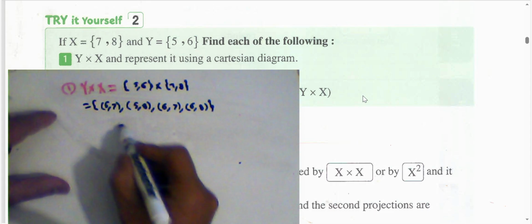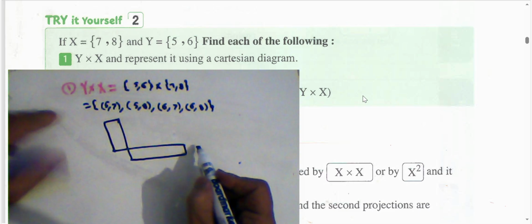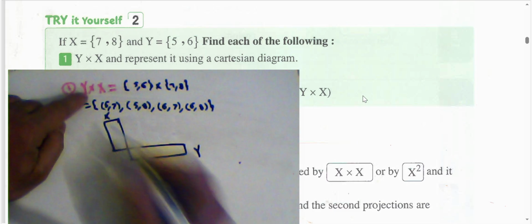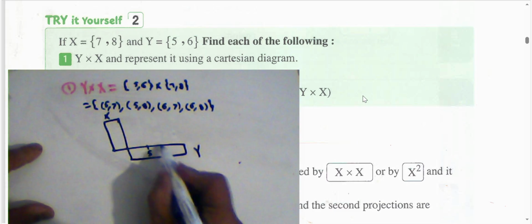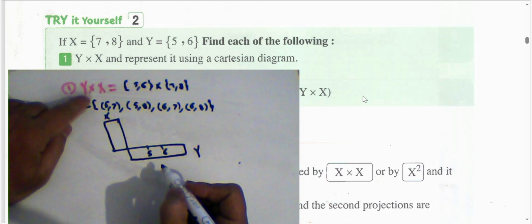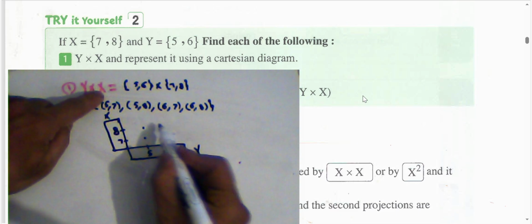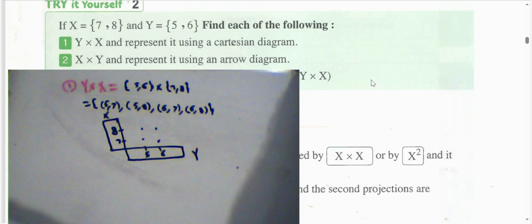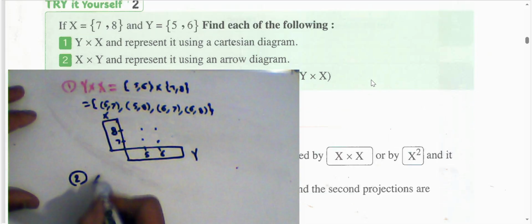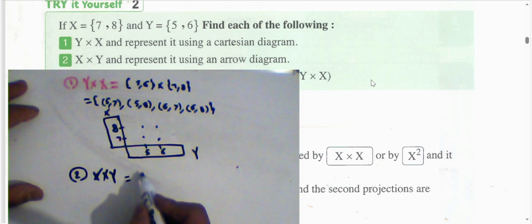Then we can draw the Cartesian diagram like this. It's the Cartesian diagram: the first set down, Y here down and X up, first down and second up. Okay, the first 5 and 6, and Y 5 and 6 and X equals 7 and 8, and write the points vertical here. It's the Cartesian product. This is number 1. Number 2, you want X Cartesian product by Y. X Cartesian by Y, write X first, 7 and Y, and 8.